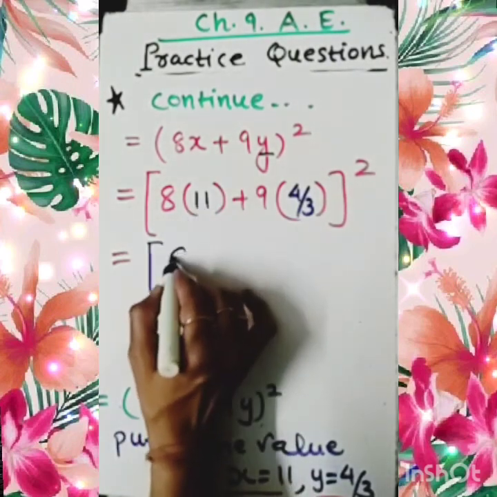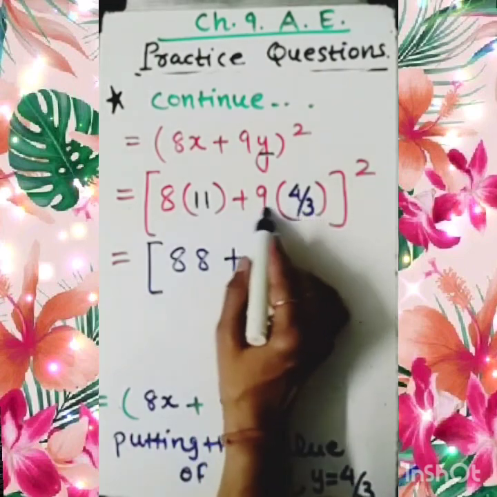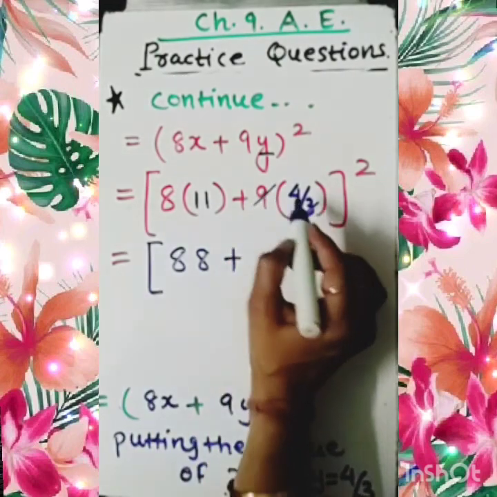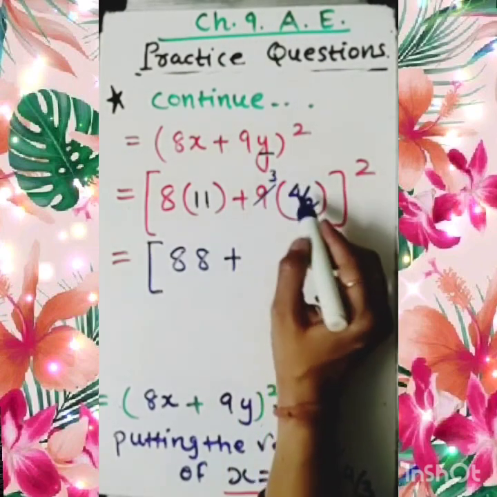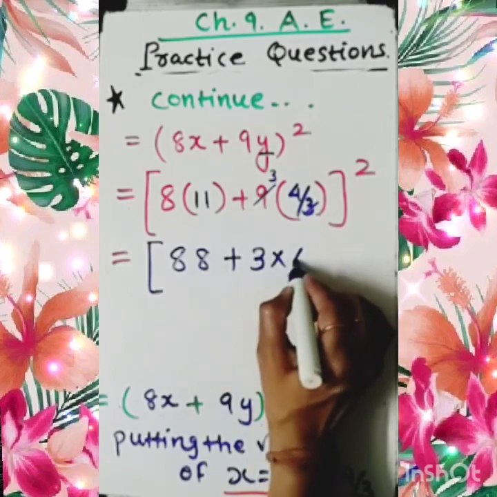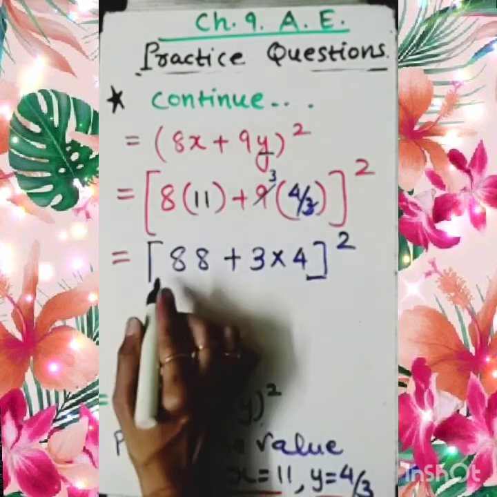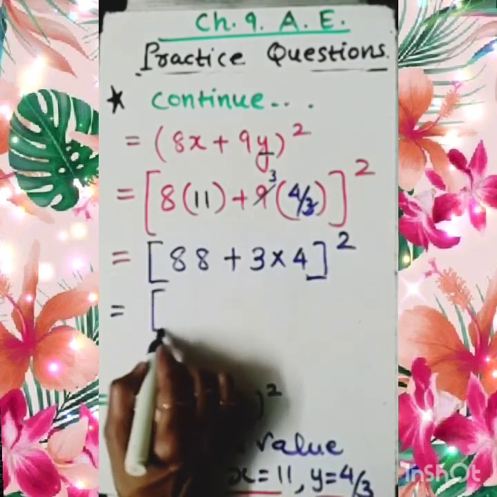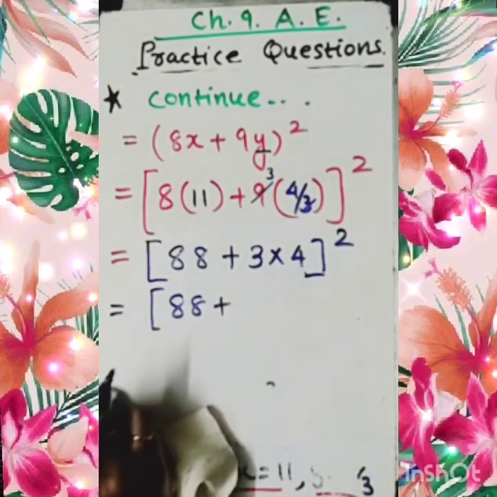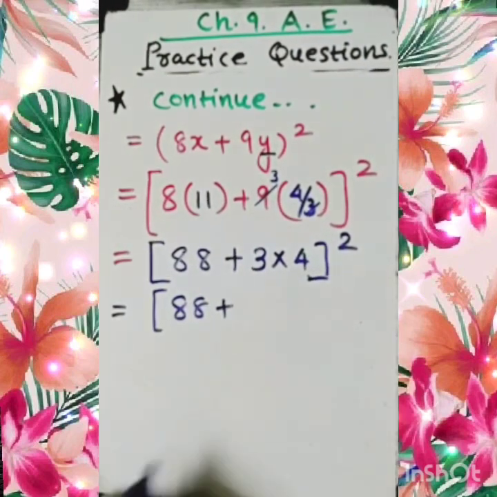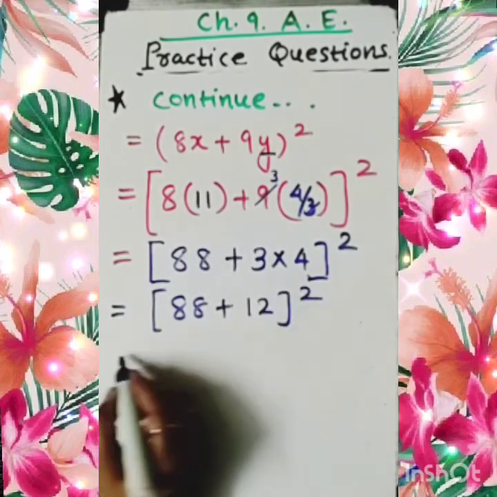8 times 11 is 88, plus. Now between these there is multiplication. So we know 3 times 3 is 9. It can be cancelled. So we will have here 3 into 4. You can mention 3 into 4 whole square is here. Fine. I hope up to here it is clear. So next step it will be here 88 plus. What about 3 times 4? Of course 3 times 4 is 12, whole square.